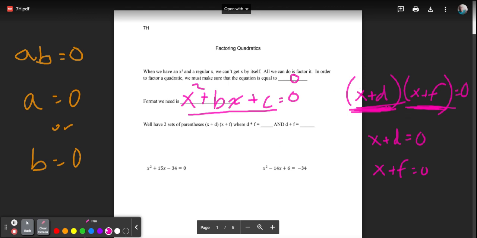So really the work here is trying to find out what our d and our f are. To find the d and the f, d times f is going to equal our c value up here, and d plus f is going to equal our b value up there. So it's going to involve some guessing and checking, and I'm going to show you a nice simple process on how to do that. We're going to do all four of these problems here on these notes just to make sure you're good.